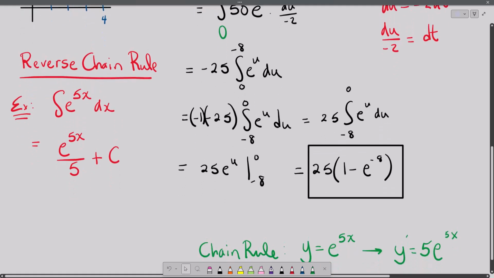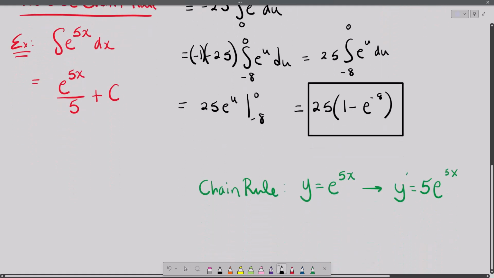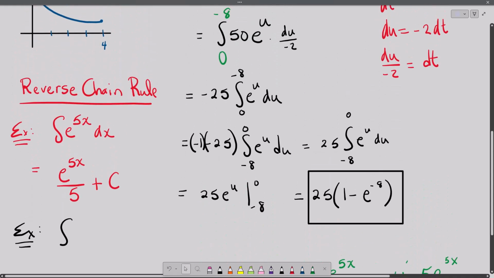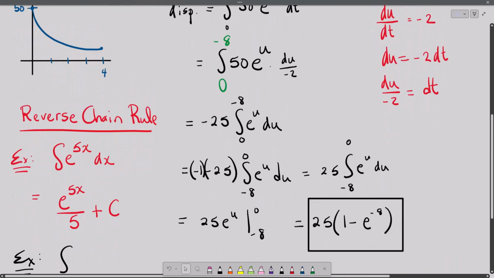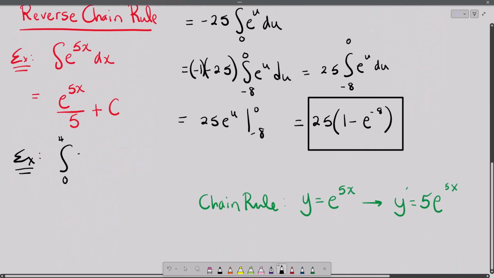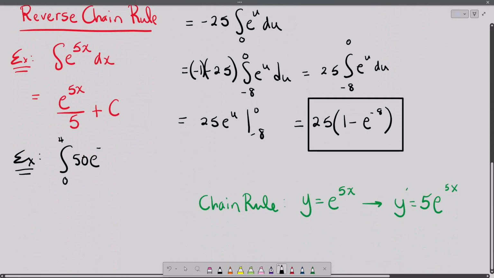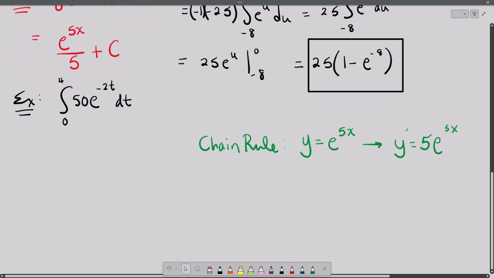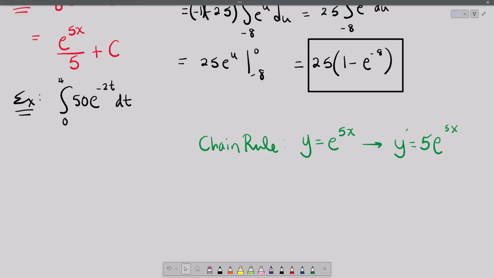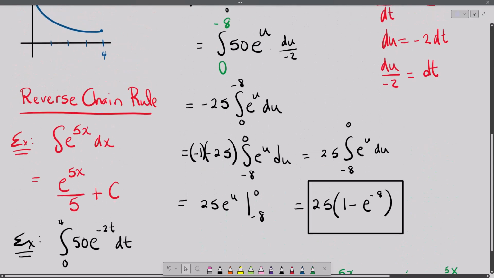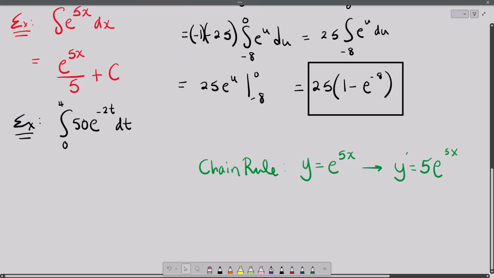So now let's do our problem again. Our problem said the integral from 0 to 4 of 50e to the negative 2t dt. Here's how we do it with RCR, reverse chain. We are going to do this like 1,000 times this semester. If you had to do it the long way 1,000 times versus what we're about to do 1,000 times, you're going to love the reverse chain rule.